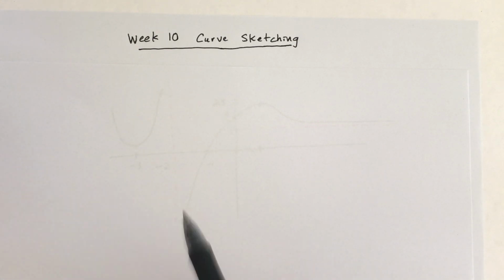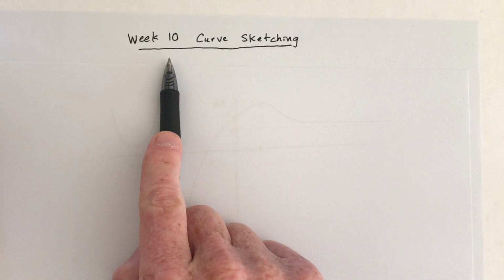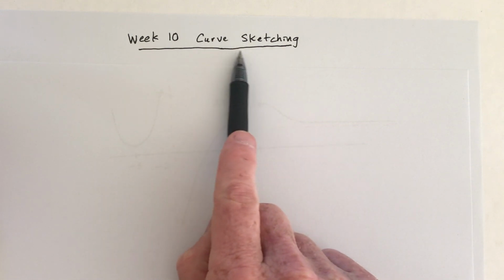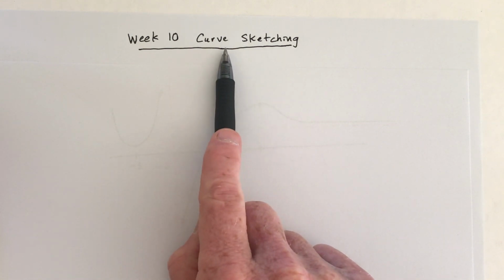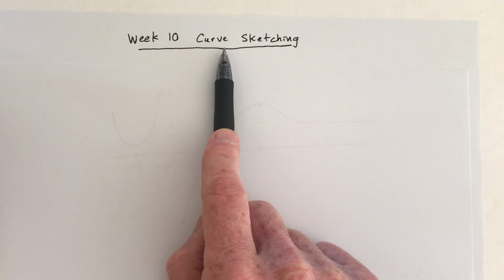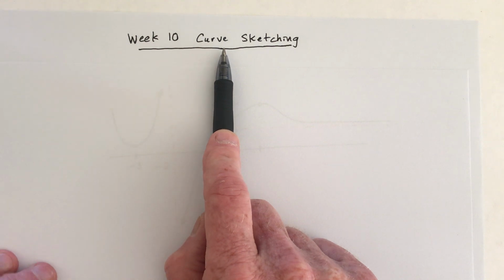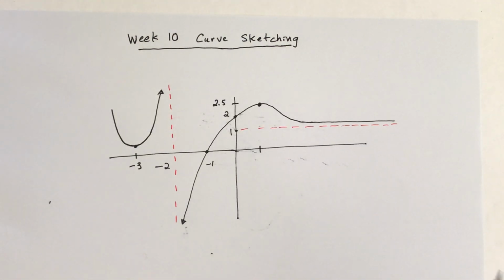Hello Math 2 and welcome to week 10 where we're doing something called curve sketching. This is sort of an old-fashioned way to say what we're doing. We're basically describing what the function is doing. So take a look at this example. With this function, there's several things going on.